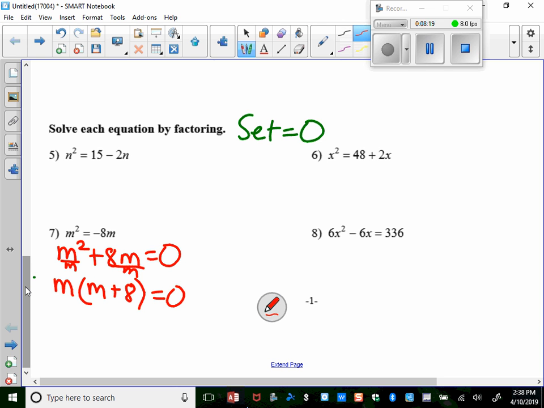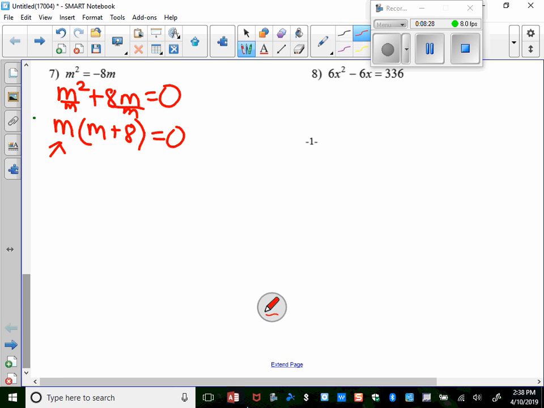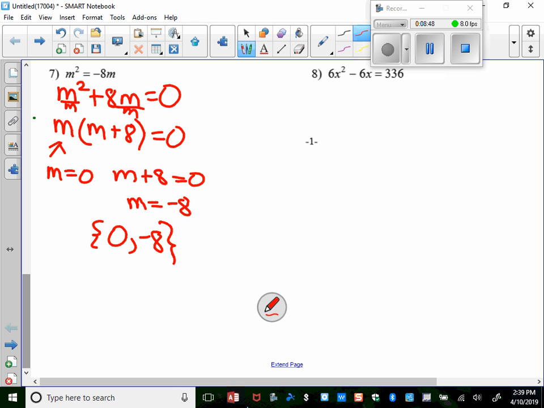So this right here on the outside is a factor. Okay, we just took out the greatest common factor, which is m. So you can still set that equal to 0 as well. So you'll say m equals 0, m plus 8 equals 0. So there's nothing to solve for the m equals 0. It's already solved. That's the answer, 0. This one, subtract 8, you get -8. So your 2 answers are 0 and -8. Okay. Are we together? Okay. All right, let's move on.